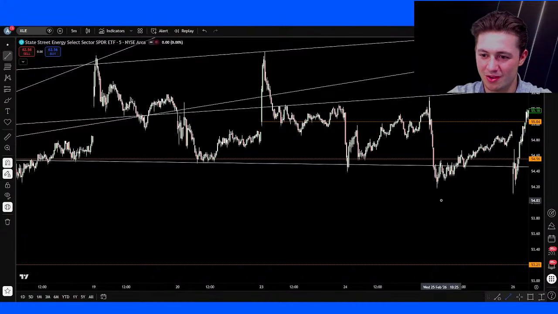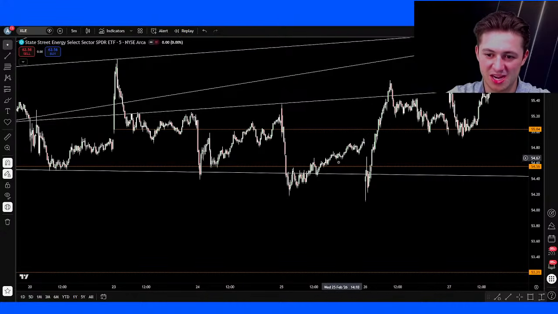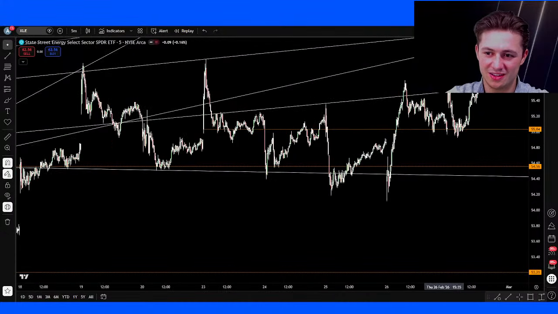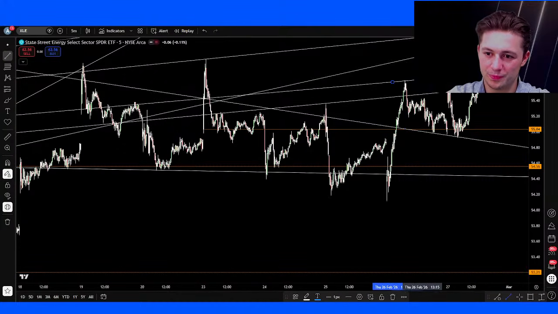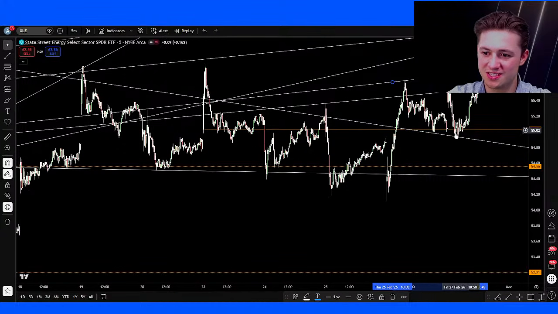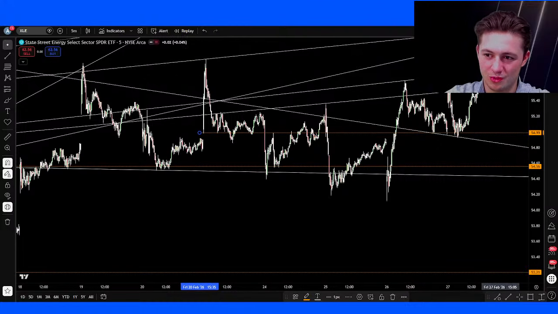Slightly higher, then all the way down. Nice buy. Slightly lower, nice buy. And then profit taking. Gap up, profit taking, and then you'll see even more. Slightly lower low, and then all the way back up.